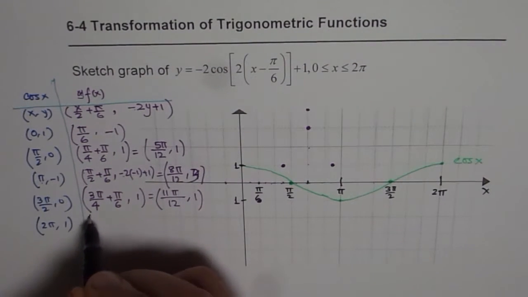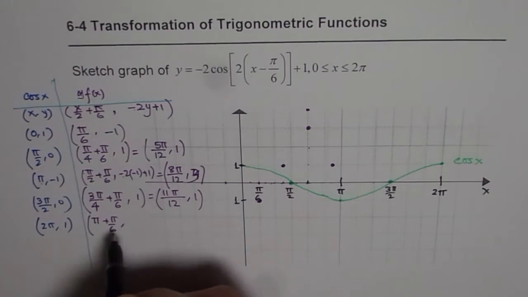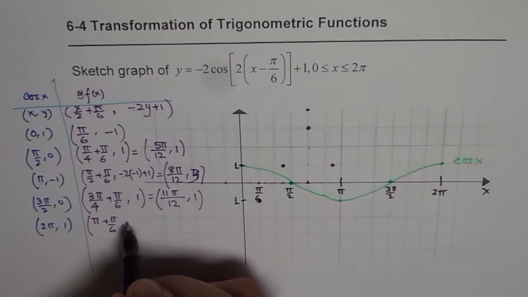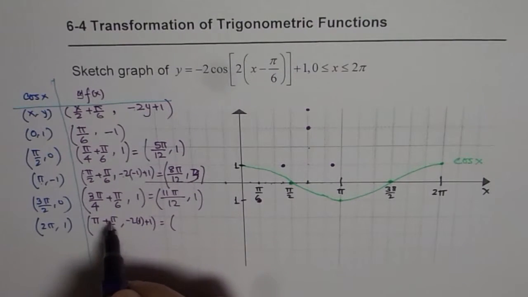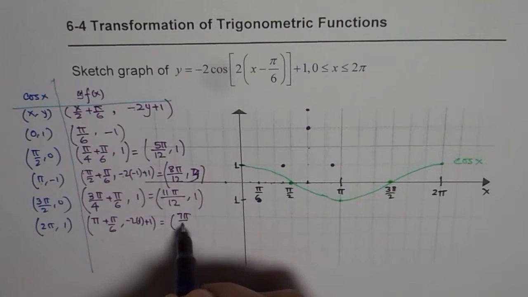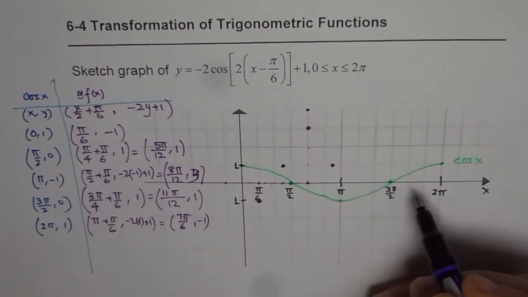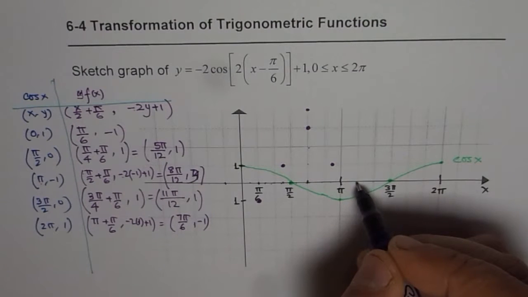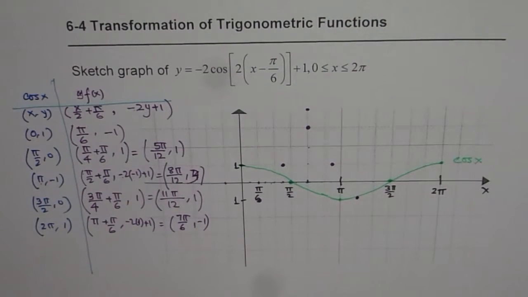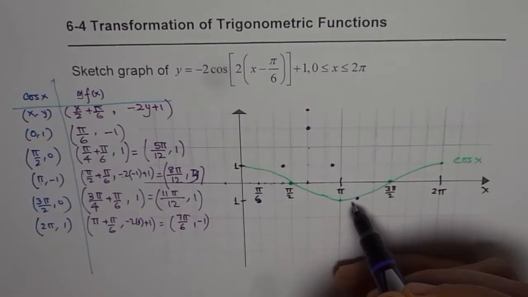Now the last point is 2 pi, half of 2 pi is pi, plus pi by 6, and the y value is 1 times minus 2, minus 2 times 1, plus 1, which is giving us, this becomes 6 plus 1, 7, 7 pi by 6, and the y value is minus 1. So 7 pi by 6, so 1 pi by 6 you have to add, and the value is minus 1, so you get a point here, right? So likewise, you got one wave of the cosine transform function.